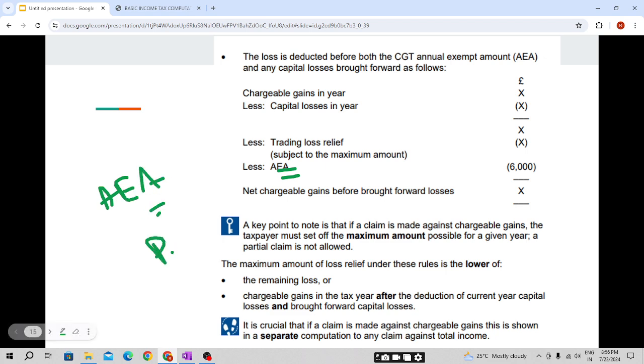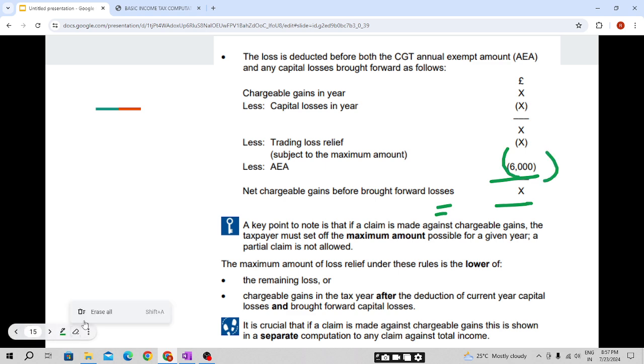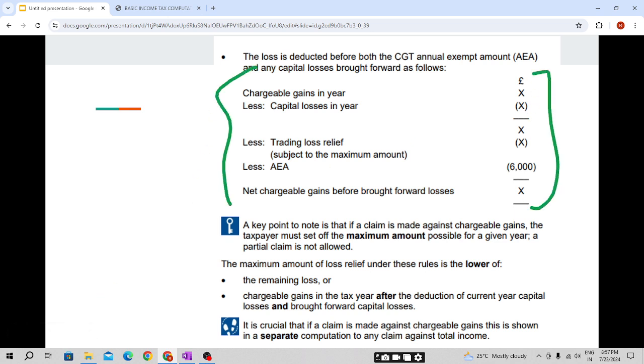This is like PA, students. For income tax we have PA, on this amount no income tax. Same for capital gains tax we have AEA. This is a deduction for all individuals, on which no capital gains tax will be calculated. So this will give rise to the net chargeable gains before brought forward losses. The AEA is only 6,000 for this year, students. This will change every Finance Act. Only keep this format in mind, students. We will be learning this in more detail under CGT.